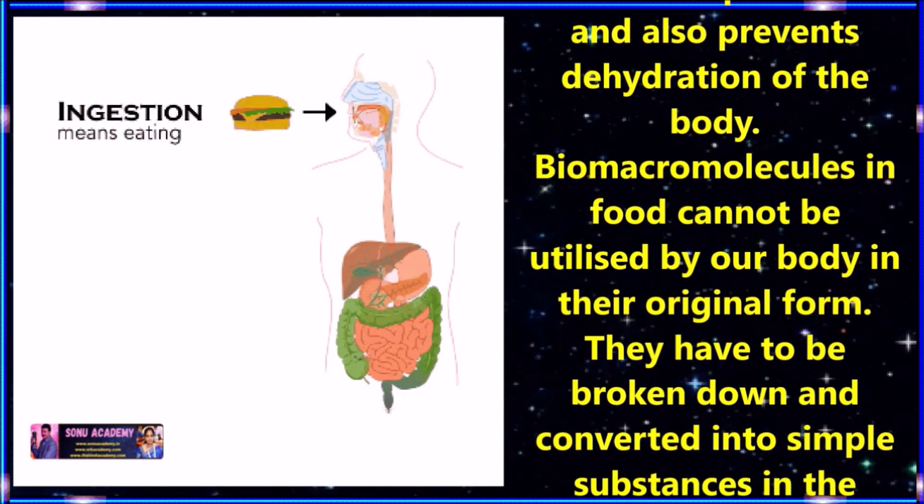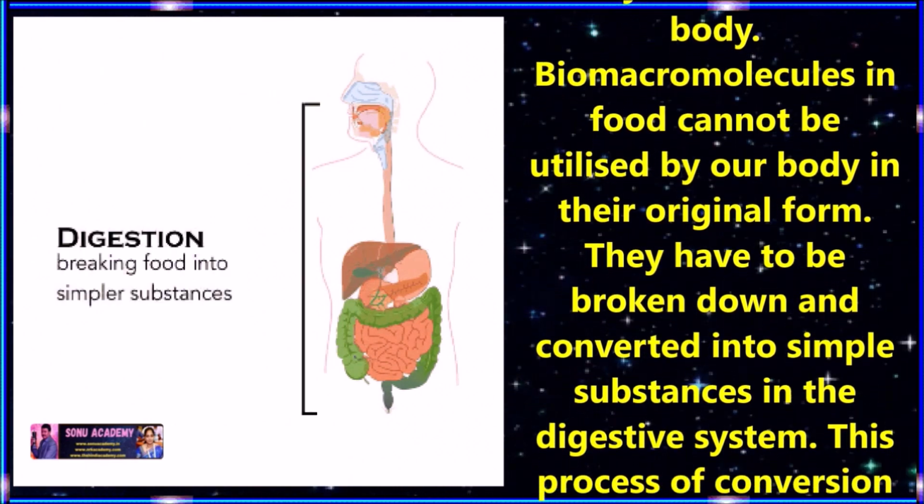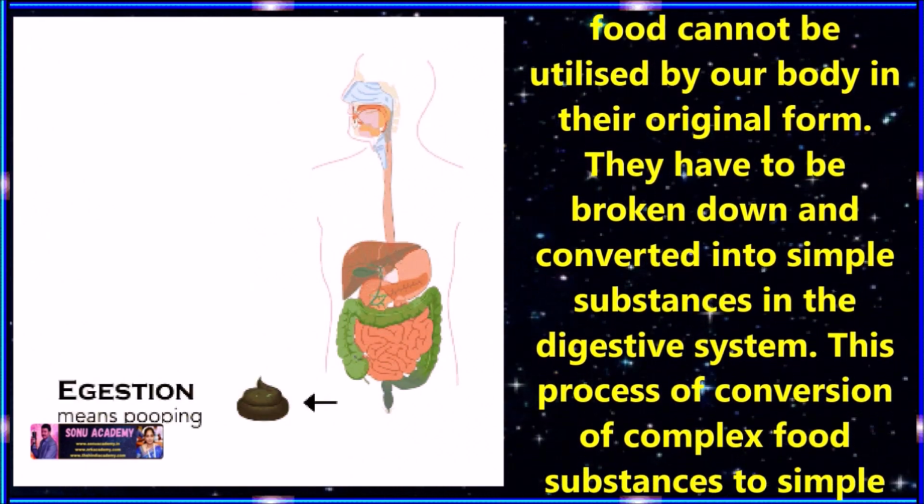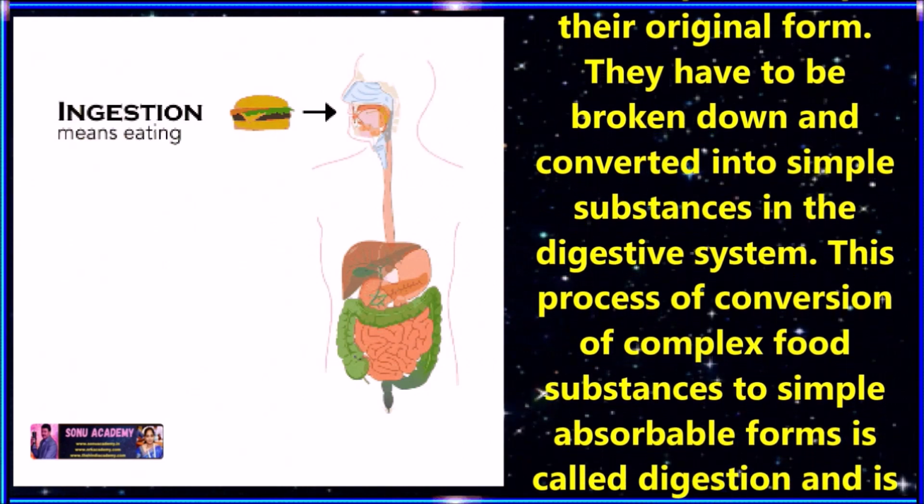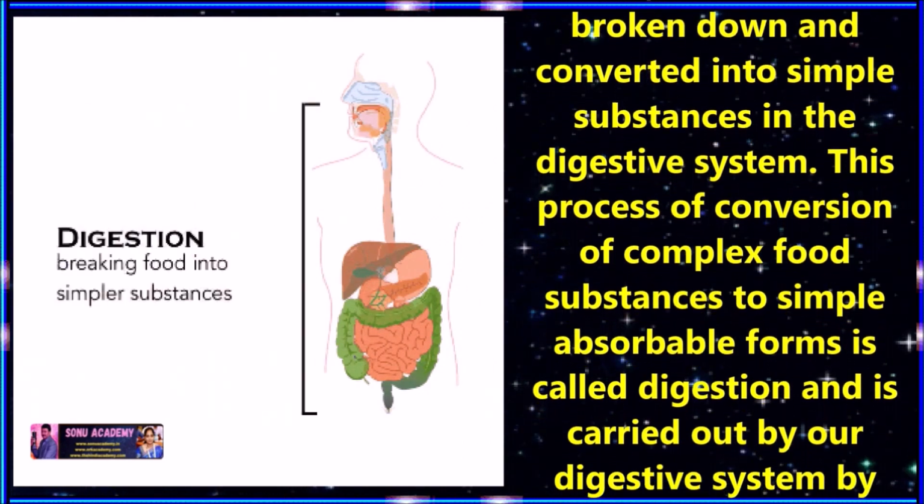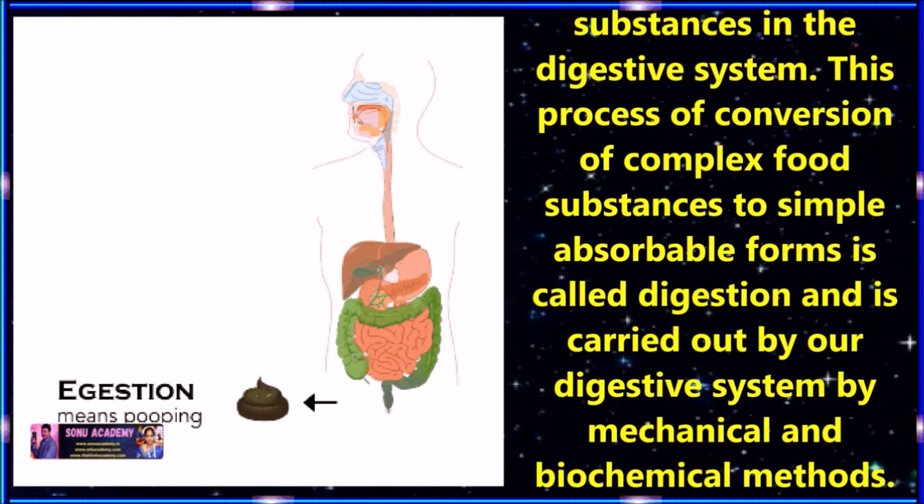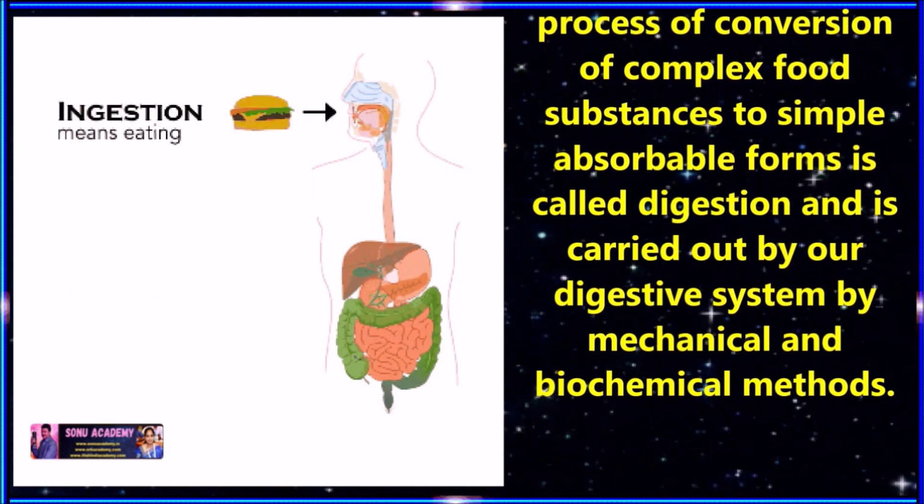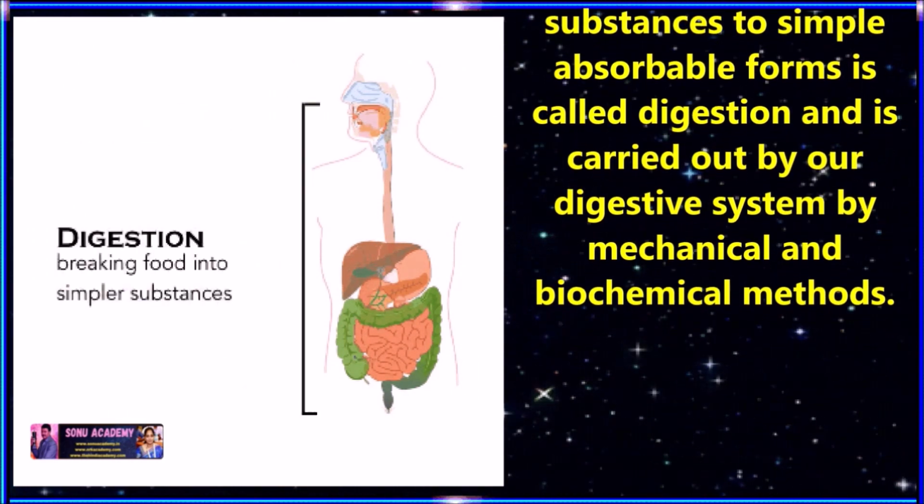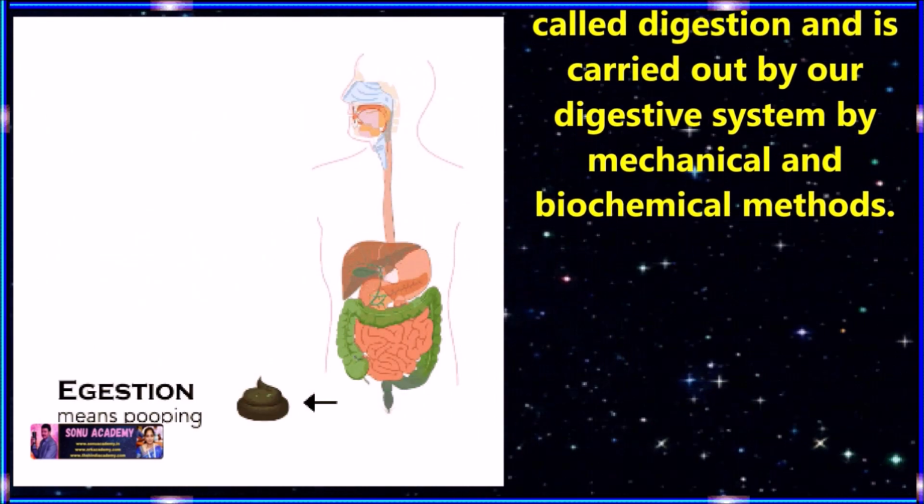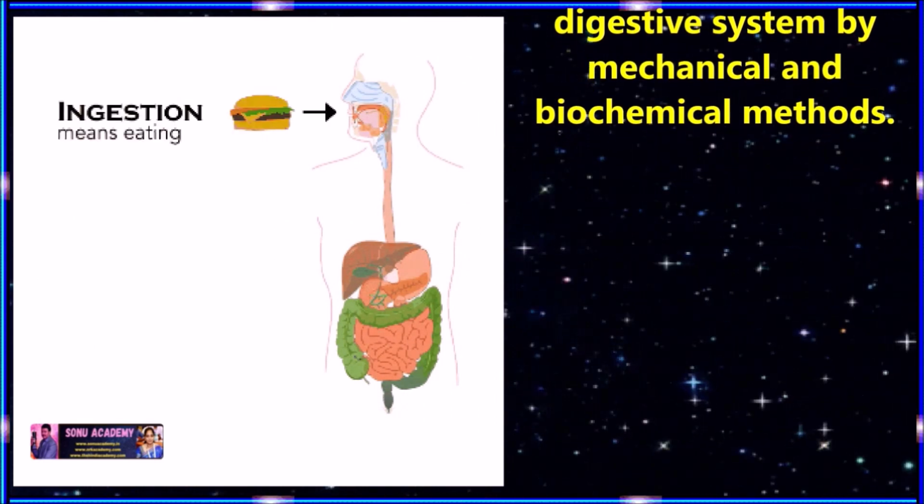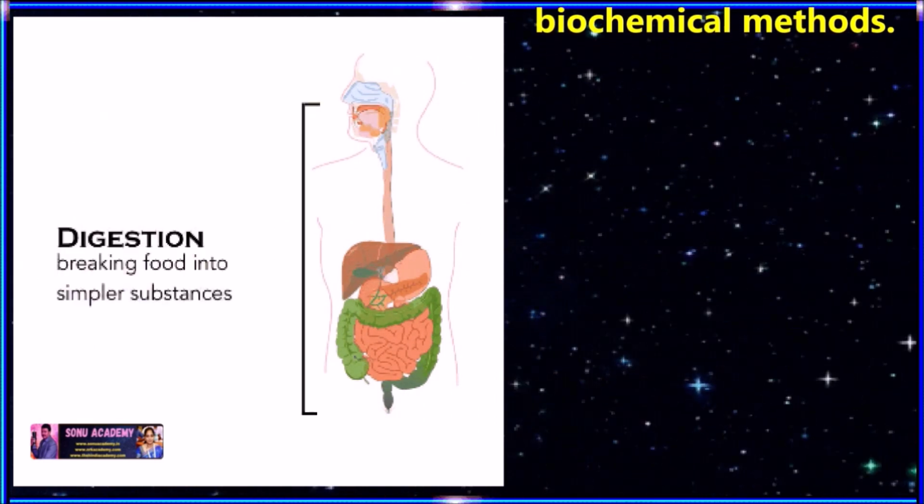Children, biomacromolecules in food cannot be utilized by our body in their original form. They have to be broken down and converted into simple substances in the digestive system. This process of conversion of complex food substances into simple absorbable forms is called digestion, and it is carried out by our digestive system by biochemical methods.